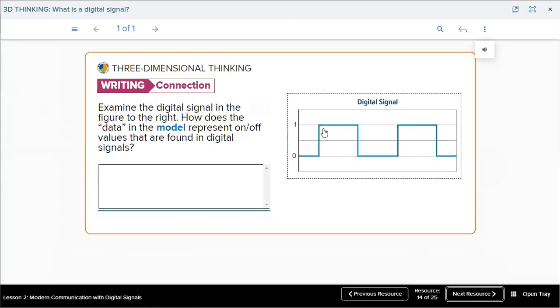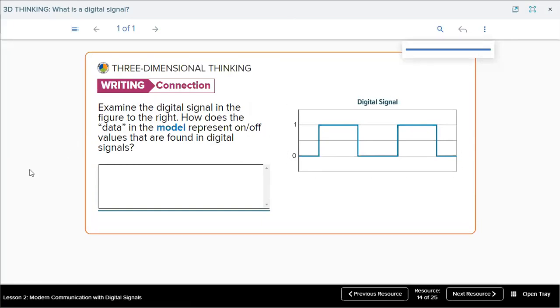Okay, so examine this. Three-dimensional thinking, writing connection. Examine the digital signal in the figure to the right. How does the data in the model represent the on or off values that are found in a digital signal? Okay, 0 will be off. 1 will be signal, on. Then it falls down to be off. Then 1 to be on, and so on.